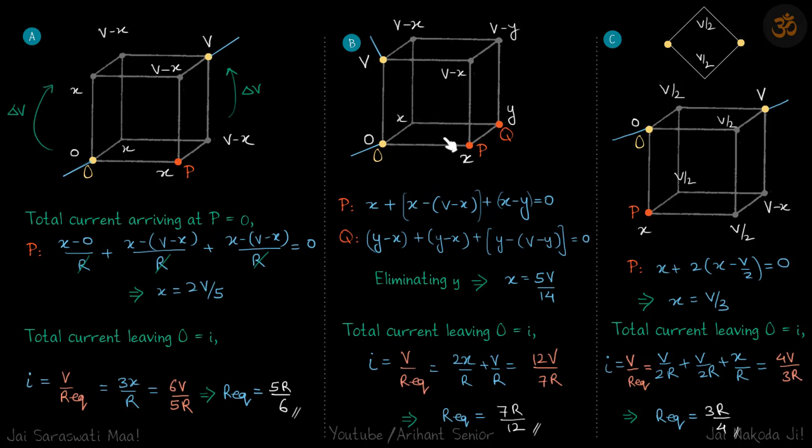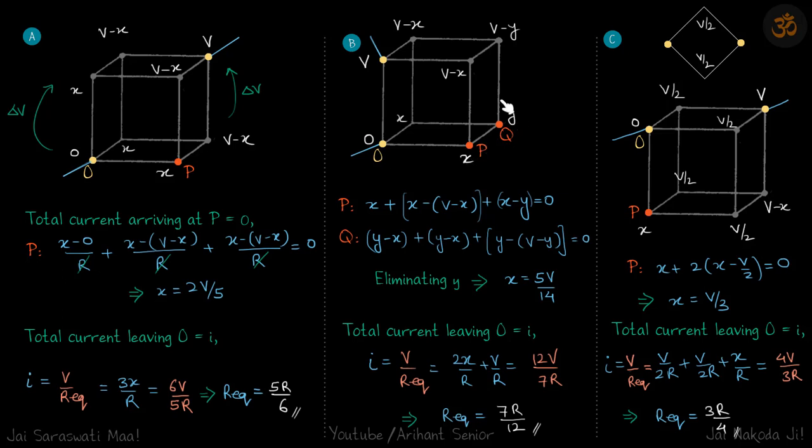Now these 2 points are symmetric with respect to O. So if this is X, this is also X. And if this is V minus X, this is also V minus X. Now we have one more node here, 2 more nodes here. So let's say the potential at this point is Y. Then again this is symmetric, so this is going to be V minus Y.